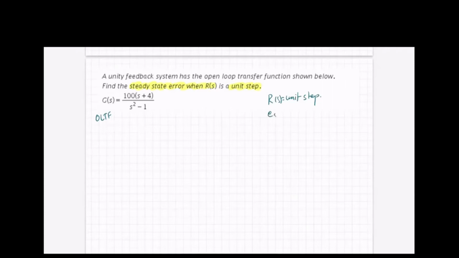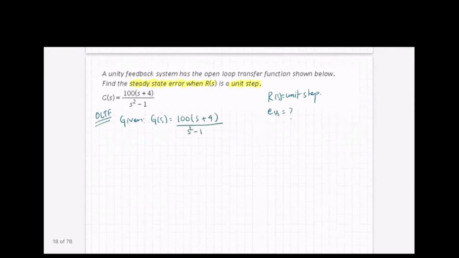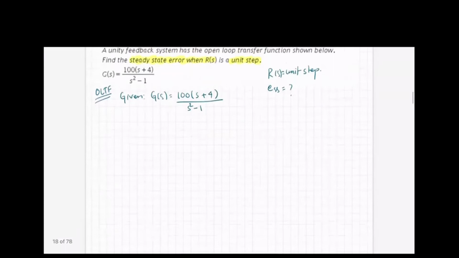So steady state error ESS equals what? So let's begin with what we know. Given that G of S equals 100 of S plus 4 divided by S squared minus 1. Now what I'm interested in is the closed loop transfer function of this.